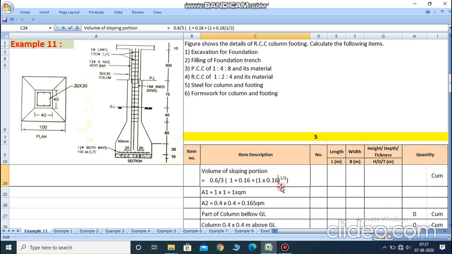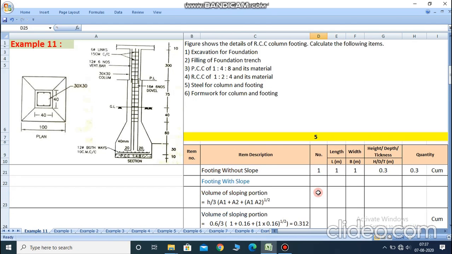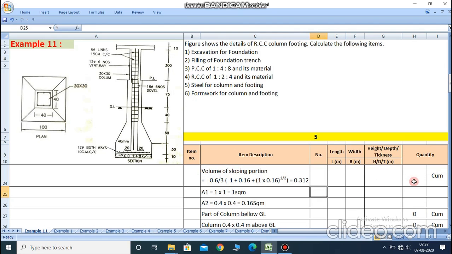is 0.312. It's the final answer for the volume of the sloping portion. So here, volume of the sloping portion, we directly write 0.312 cubic meter.